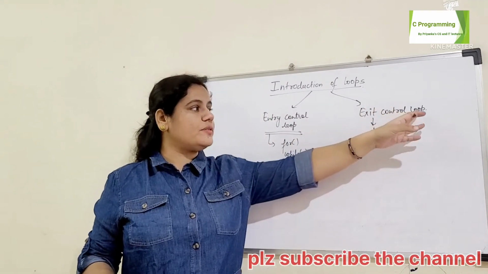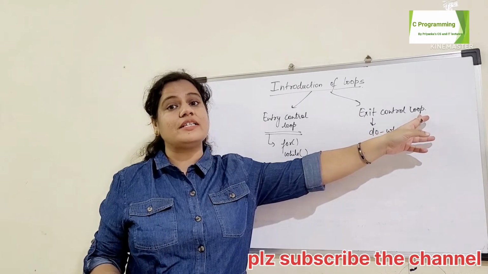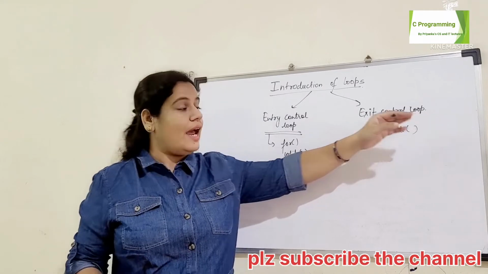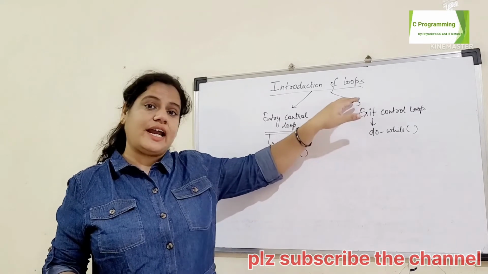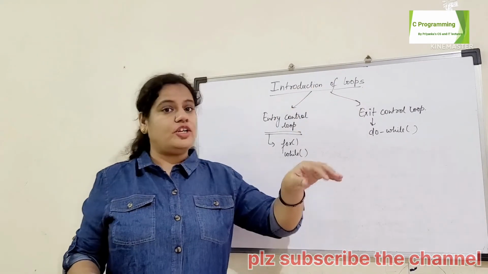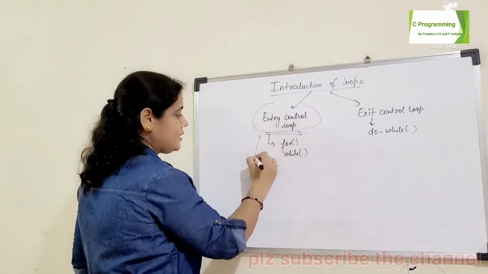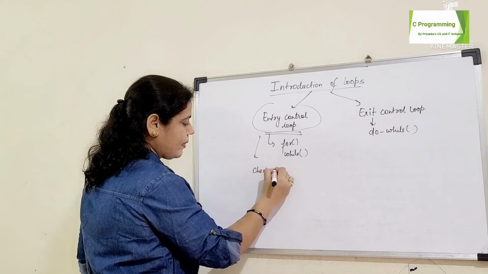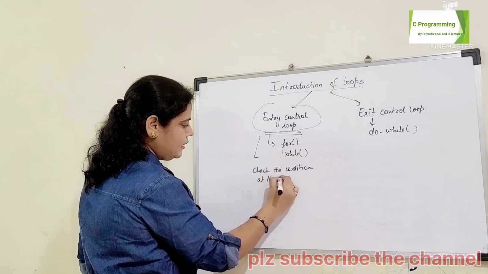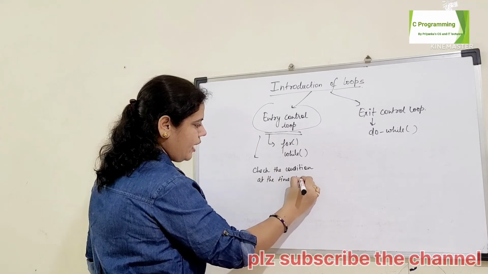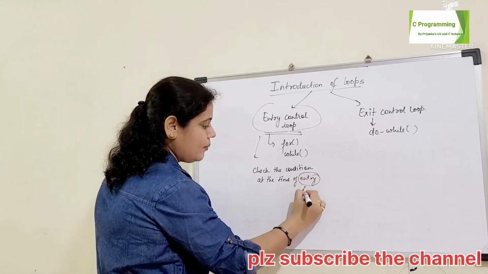Exit control loop is basically a loop which provides you the functionality to execute your loop instructions at least one time. And if the condition is false, then it will come out. But it will check the condition at the time of exit of the loop, not at the starting like entry control loop. Entry control loop checks the condition at the time of entry. Entry in which part? Body of the loop.